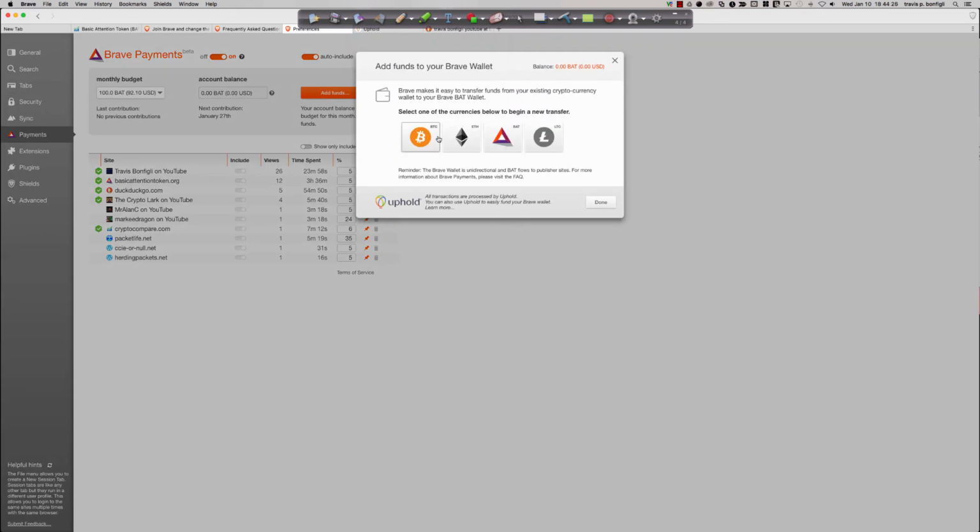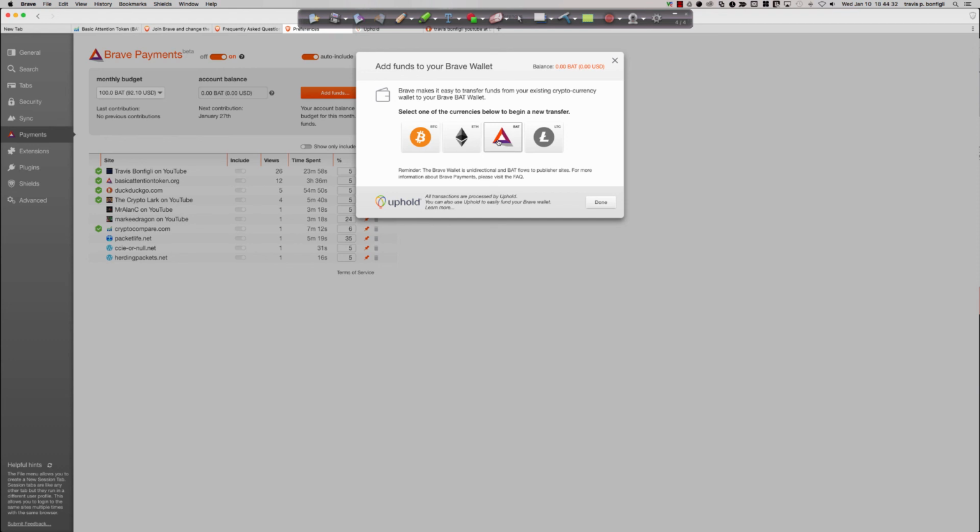We'll make an adjustment here to 35, right? And then you can see I can pin them. And where did they go? Right here. And then they would end up getting 6%, or at the end of the month, 6 tokens. And so you can add funds to this wallet, right? With Bitcoin, Ethereum, the basic attention token.